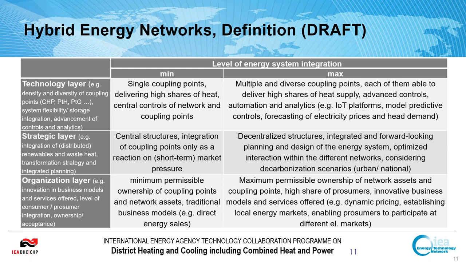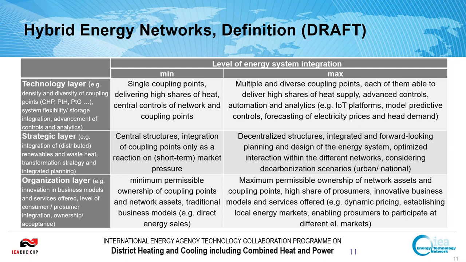So for understanding hybrid energy networks and the degree of energy system integration, whether it's a very simple or a very complex hybrid energy network, the idea is to define three different layers to differentiate the way it is integrated. Starting from a technological layer, a minimum integration, a minimum coupling, would be just one coupling point, a big one, or maybe also a very small one. If you go to a maximum system integration from the technological point of view, you will see many different coupling points, each of them able to deliver high shares of heat supply. You will have advanced controls, not only of the heating, but also of the electricity side, or maybe even gas systems. You will see forecasting of electricity prices, of heat demand, of a lot of different things.